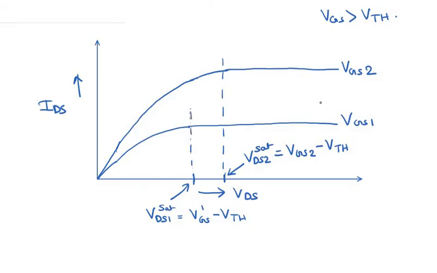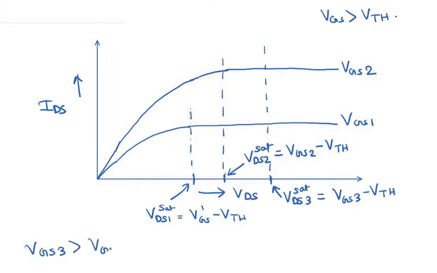Again, if we increase the value of VGS beyond VGS2, in that case again we would reach saturation, or constant value of current, at a higher voltage. So let us say this is VDS3 set, which is equal to VGS3 minus VTH, and VGS3 is actually greater than VGS2. So VGS3 is greater than VGS2, which is greater than VGS1.